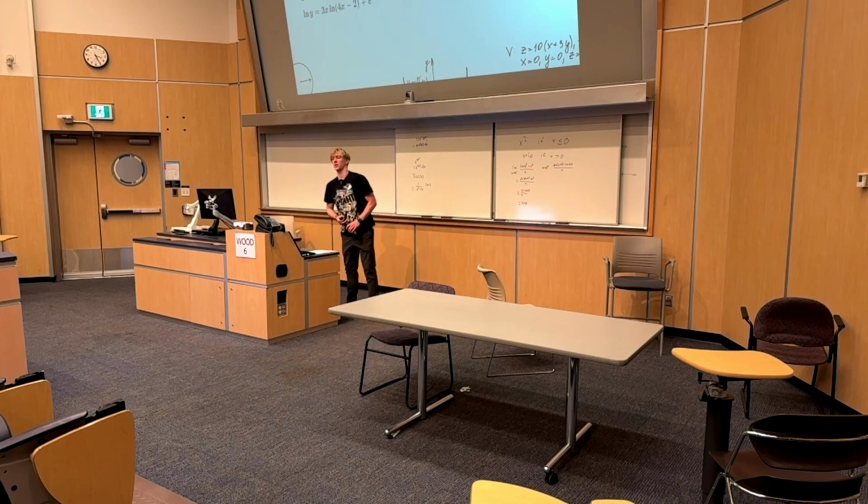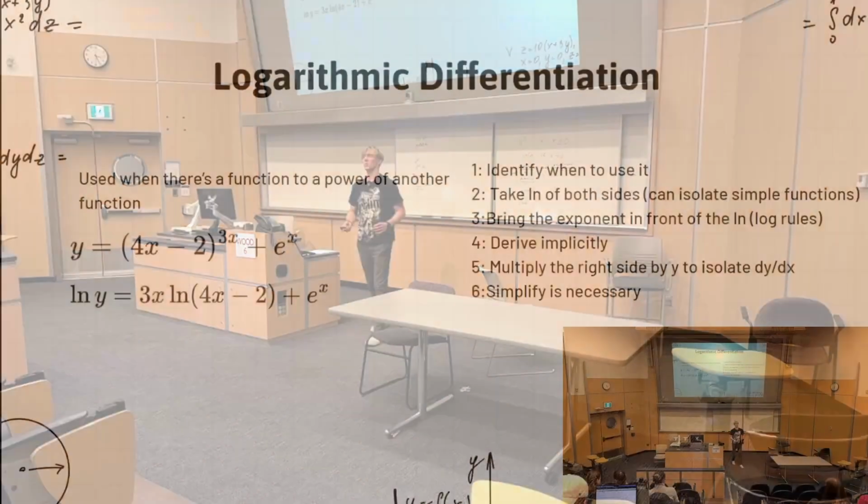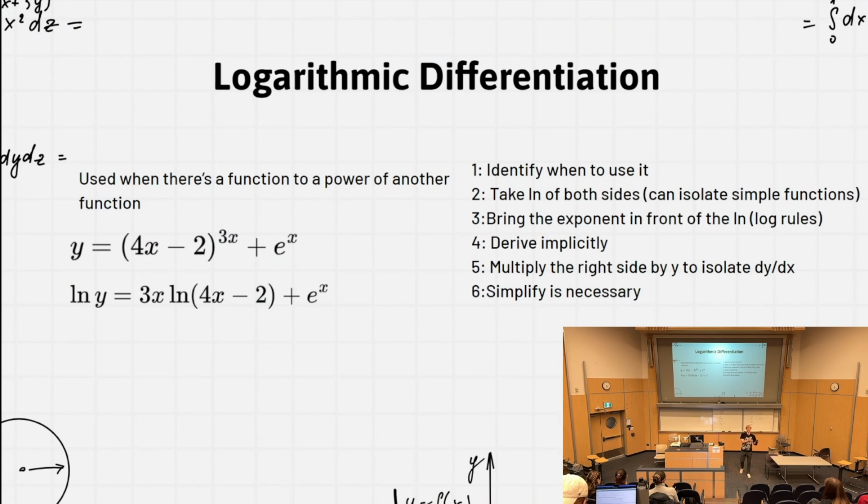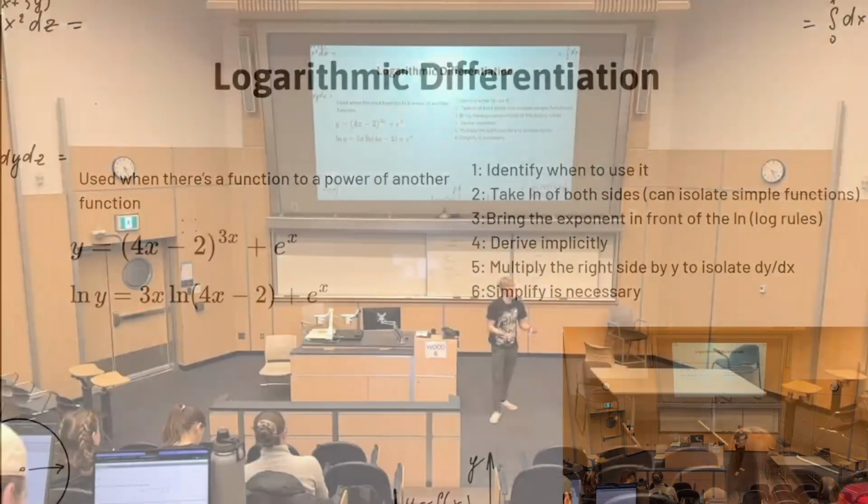And then the next one is logarithmic differentiation. This is when you have a function to the power of another function, and it's used to simplify this. So essentially, as you can see in that example here, we have a function and it's to the power of another function. So in order to simplify this, we take the ln or the natural logarithm of both sides, and then we implicit differentiate that.